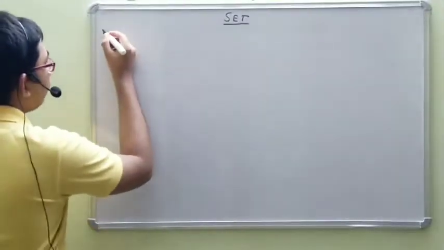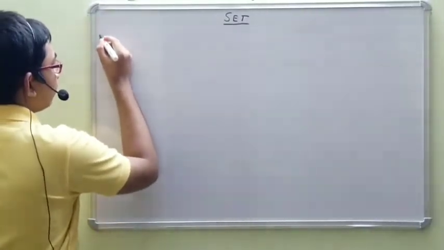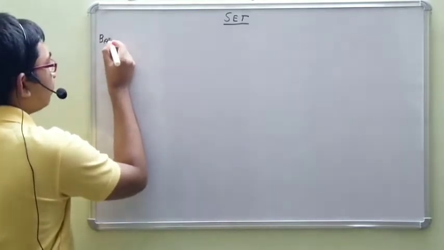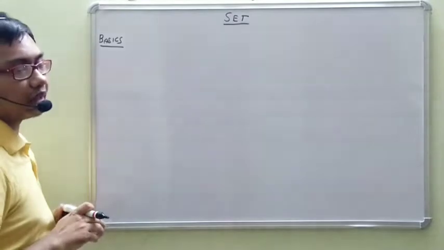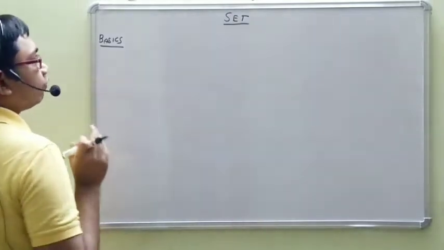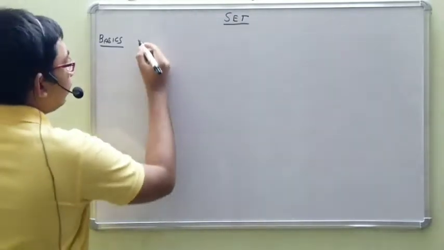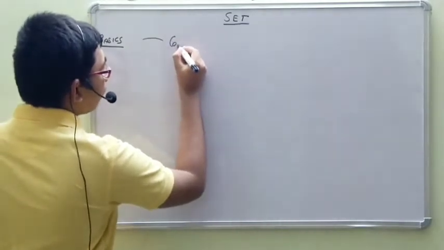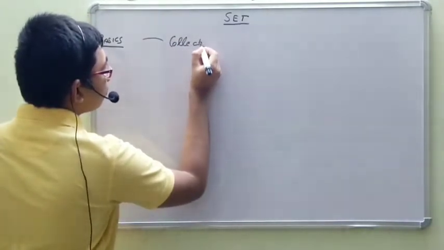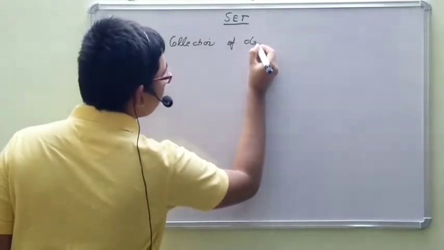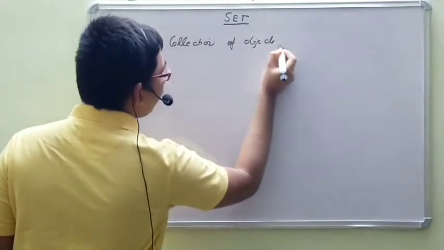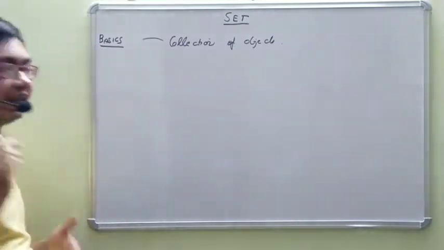So first, basics. What are the basics of a set? First of all, what are the two characteristics we need for something to be called a set? The first one is that it is a collection of objects, or numbers, or anything. It can be a collection of anything.